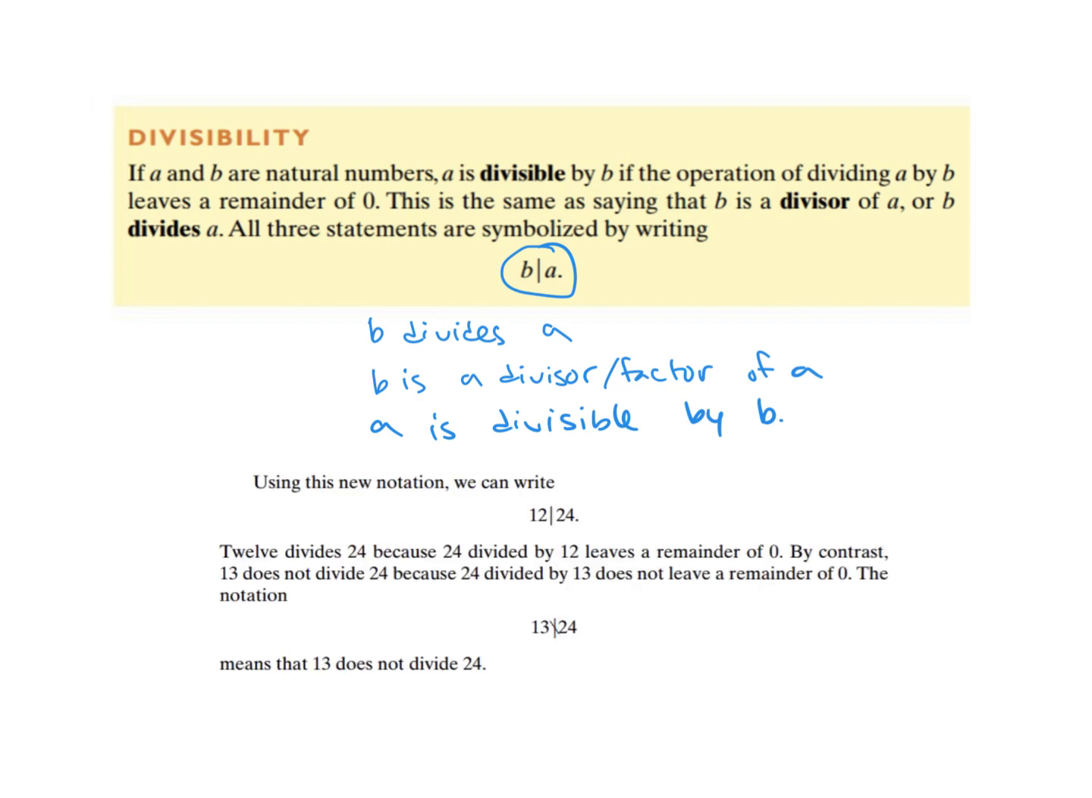Here's an example. 12 is a factor of 24. 24 can be divided by 12 with no remainder. So we would say 12 divides 24, 12 is a divisor or factor of 24, or 24 is divisible by 12. 13 cannot go into 24. If we divide 24 by 13, we do get a remainder. So 13 does not divide 24, and we use a vertical line with a slash through it to indicate that a number does not divide another number.